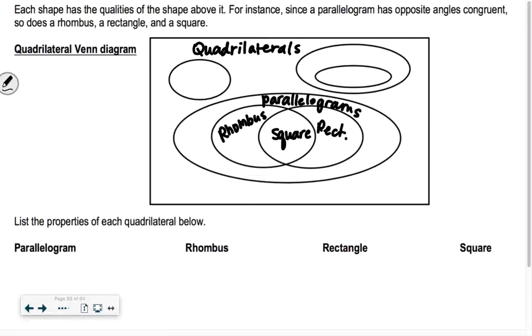Now we got our choices between kites and trapezoids, and one of them has an inner circle. We did talk about a specific type of trapezoid. Do you guys remember what we called them? Isosceles trapezoid. So we have a trapezoid, and then inside we have an isosceles trapezoid. And then over here, all by itself, is a kite. Oops, there's a T there.